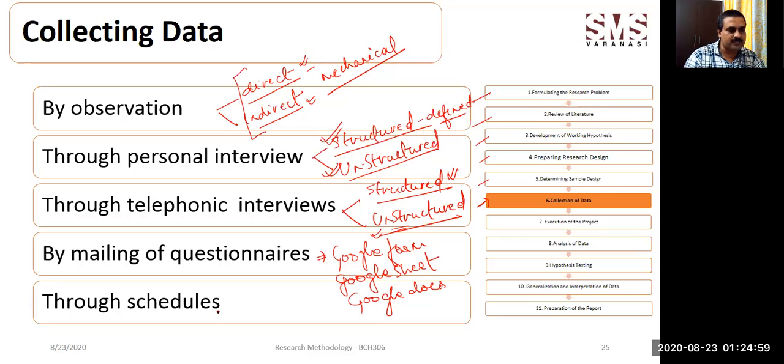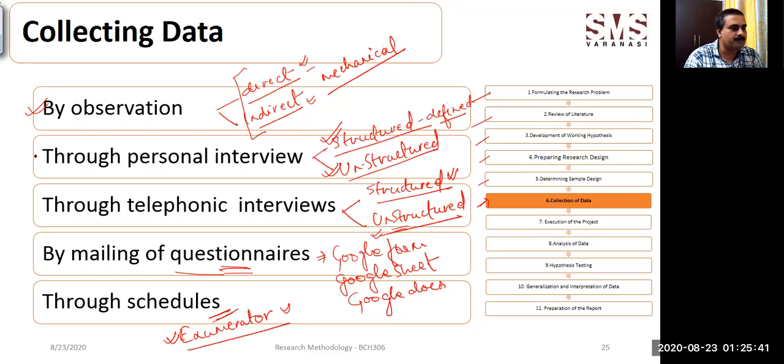Moving further, through schedules, there is a difference between questionnaire and schedule. In schedule, one enumerator remains there, and the duty of the enumerator is to elaborate the question to the respondent, and whatever respondents are giving as feedback, they are expected to write it down on the questionnaire. So in questionnaire, nobody would be there to elaborate those questions, but in schedules, one enumerator remains there to elaborate those questions for you. So these are basic types of data collection through which we usually collect data.